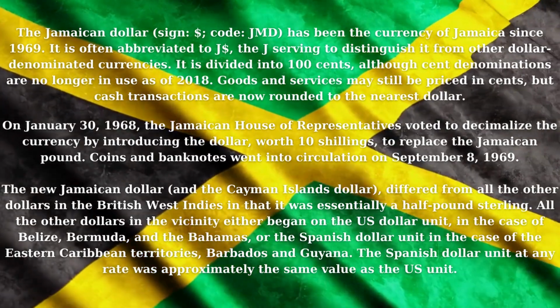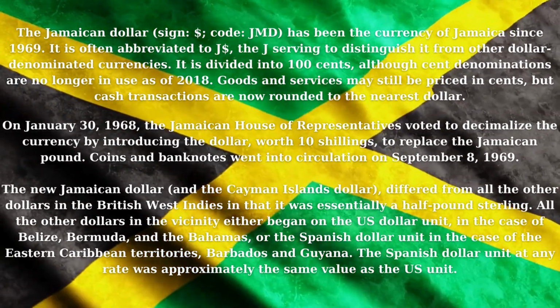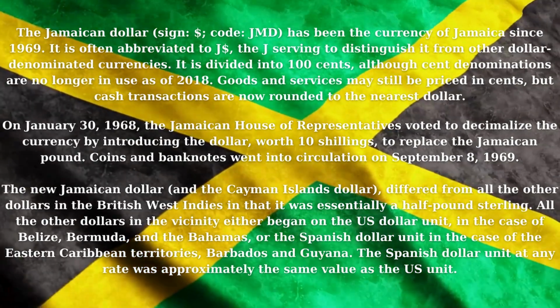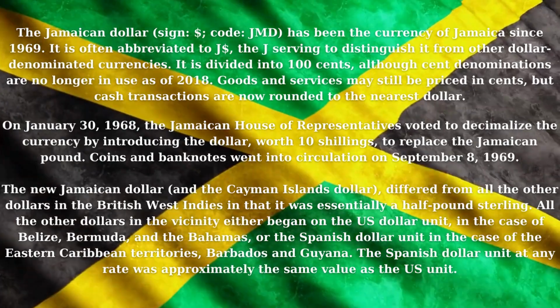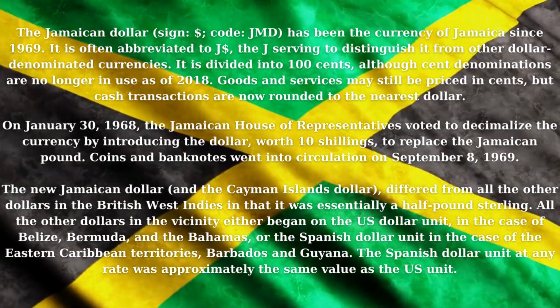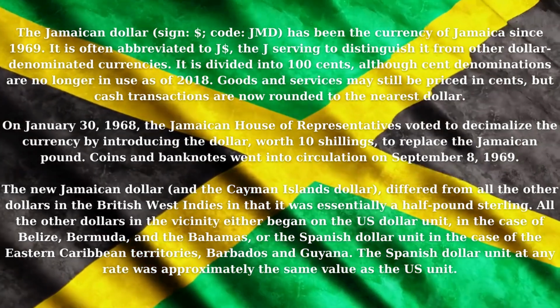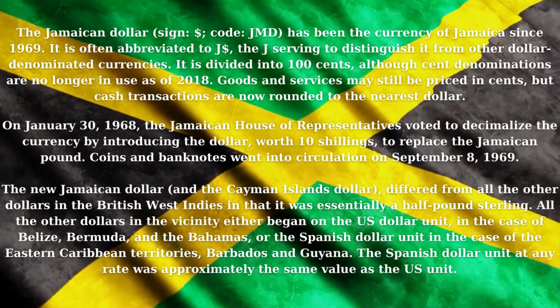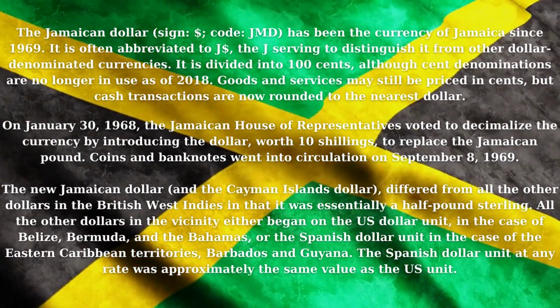On January 30th, 1968, the Jamaican House of Representatives voted to decimalize the currency by introducing the dollar, worth 10 shillings, to replace the Jamaican pound. Coins and banknotes went into circulation on September 8, 1969. The new Jamaican dollar, and the Cayman Islands dollar, differed from all the other dollars in the British West Indies in that it was essentially a half-pound sterling.